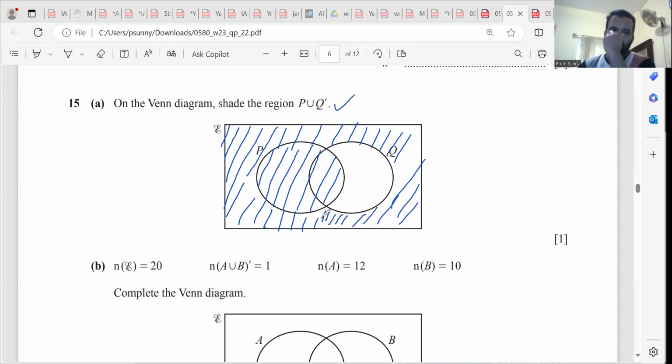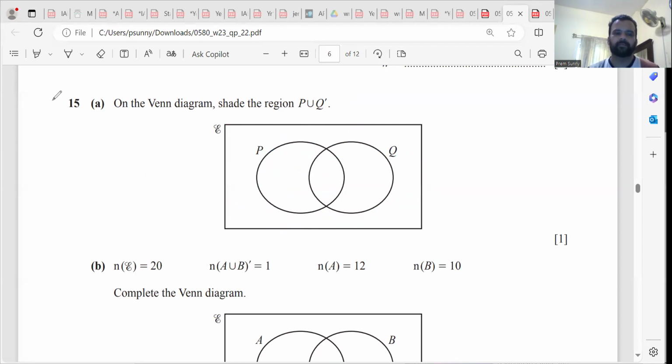So only this particular region we don't have to shade, all the remaining region will be considered, that is P union Q complement. If it was intersection, then we need to check P and Q complement, and wherever the lines are intersecting, that particular region we will be considering. If it is union, there is a line, then that region should be considered. If it is intersection, the lines should merge, P and Q complement, both of them. Now moving on to the next part, B part.